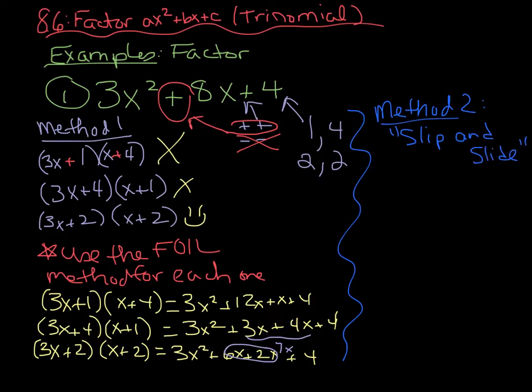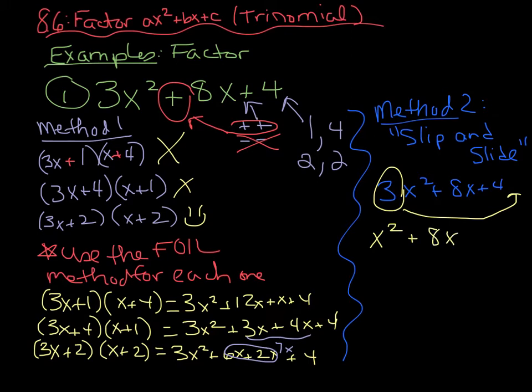So the way that you would do this is you would start with your problem that you have here, and take the coefficient of the x squared, which is 3, multiply it by your last number, which is 4. When you do that, you would end up getting x squared plus 8x plus 12. Then you are going to factor out that particular problem.